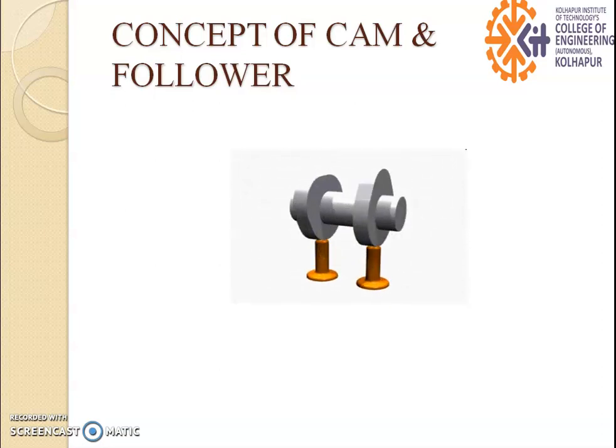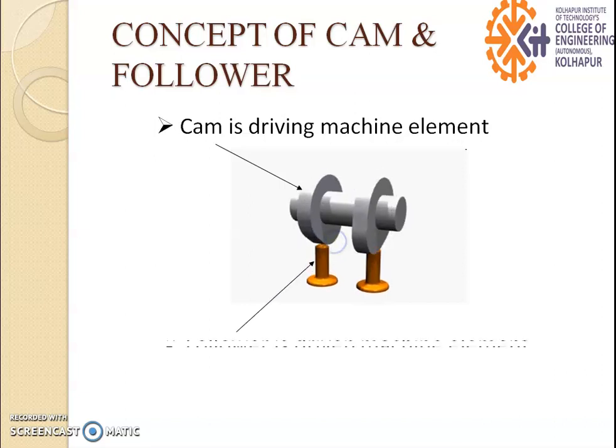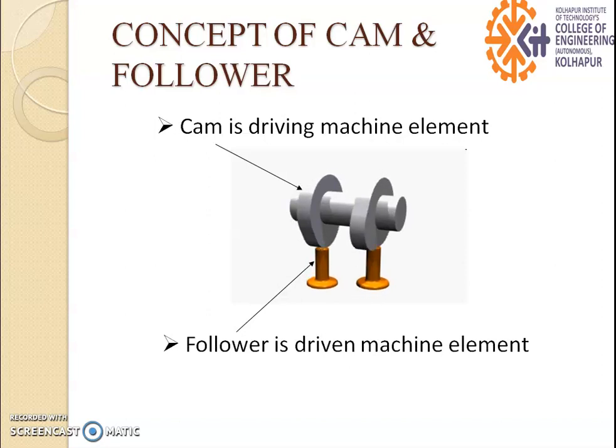Here I show an animation of a cam and follower system. Cam is a driving machine element. Follower is a driven machine element. Cam is a mechanical member for transmitting a desired motion to a follower by direct contact. The cam may remain stationary or translatory, whereas the follower may be translatory or oscillatory.